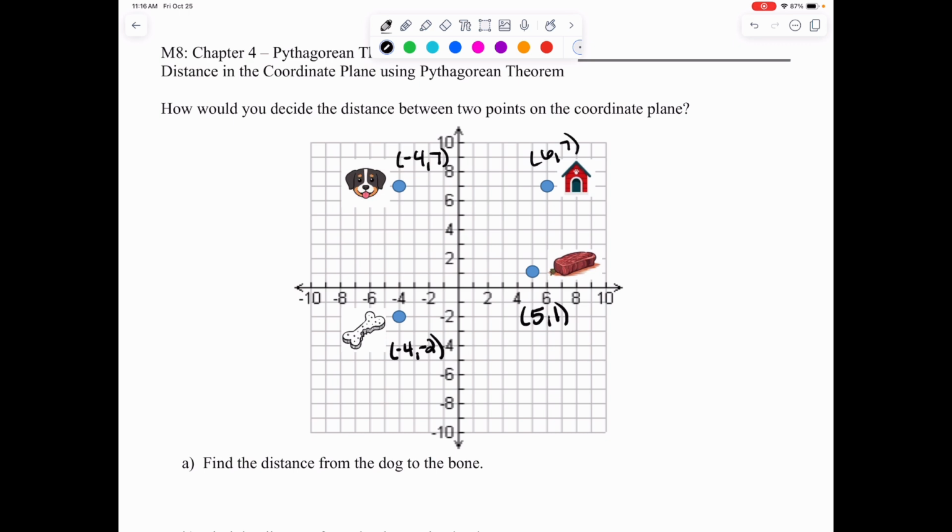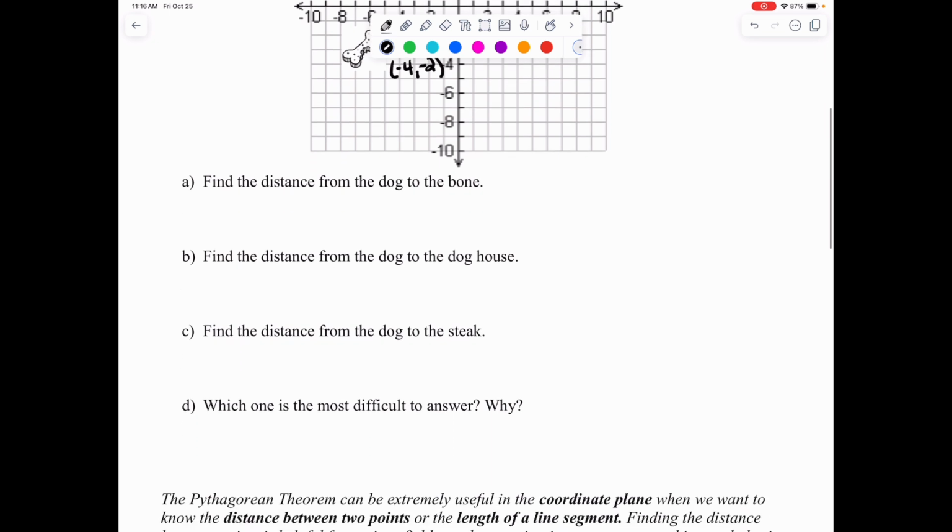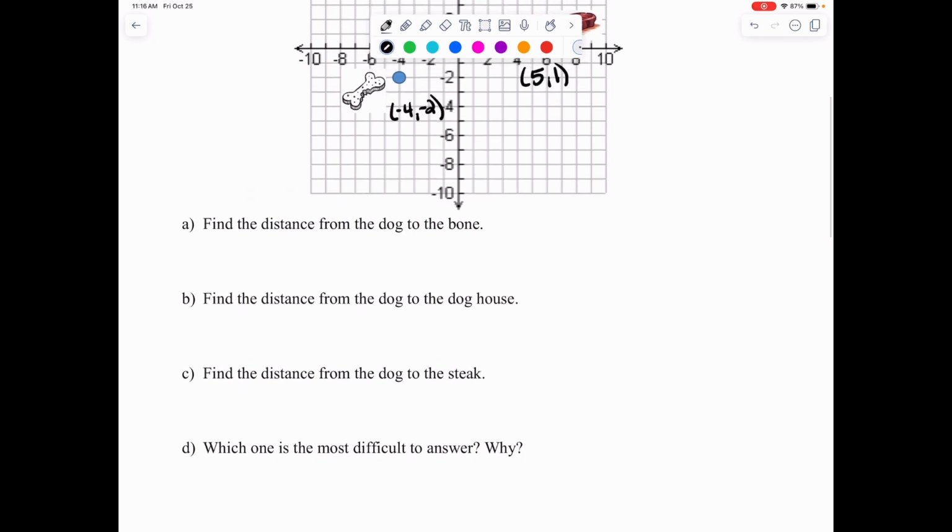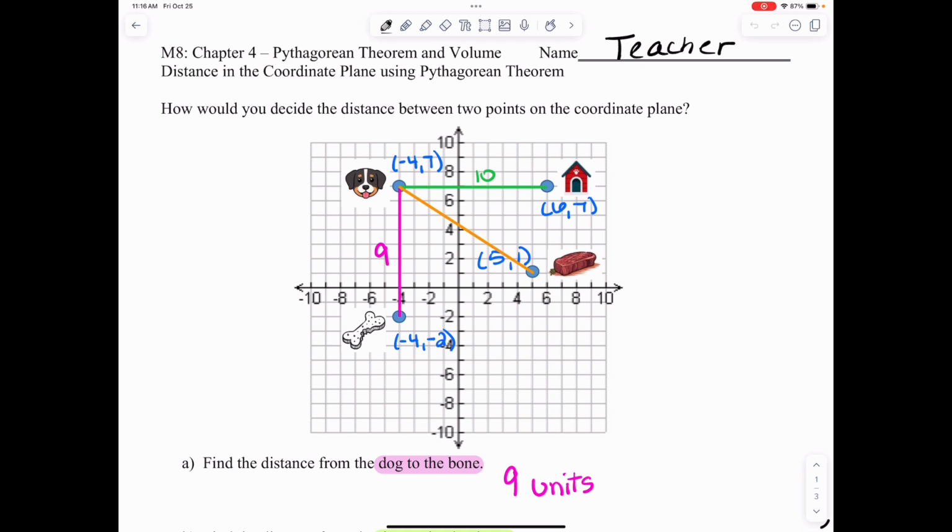So what I'd like you to do is pause this video and answer the 4 questions you see below. A, find the distance from the dog to the bone. B, find the distance from the dog to the house. C, find the distance from the dog to the steak. And D, which one is the most difficult to answer and why? So at this time, please pause the video and think about your responses, then resume the video to go over the answers.